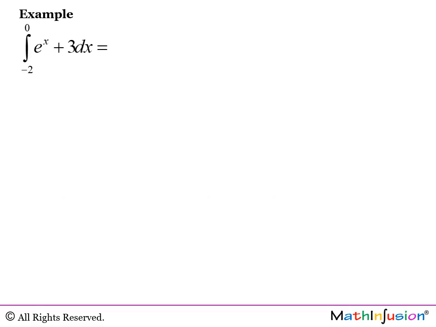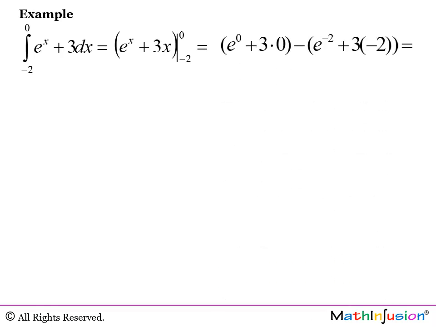Another example. Let's find the definite integral of e to the x plus 3 dx between -2 and 0. Here's the antiderivative. It can be any one, so I will take again the one that is plus 0. Now I'm going to substitute the upper limit 0, and I get e to the 0 plus 3 times 0. Then I have to substitute -2, and I get e to the -2 plus 3 times -2, and I take the difference. Don't forget parentheses. And I get that.